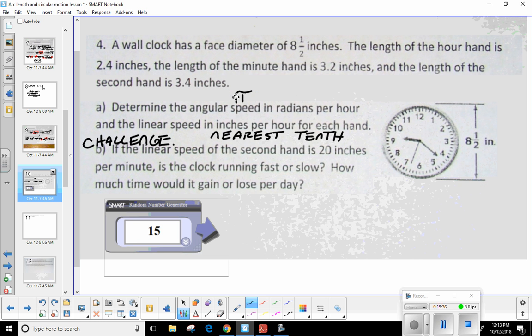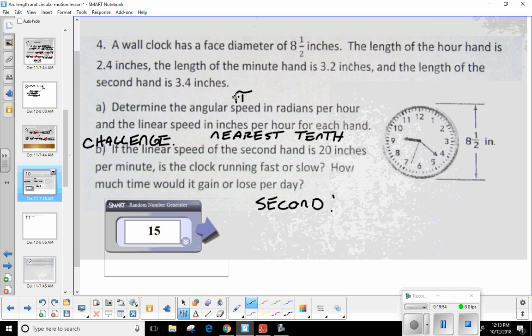So on the linear speed, we do want to go ahead and get that decimal. Okay, but not the angular speed. So I'll let you guys decide. What do you want to work together as a class? The hour, the minute, or the second? Okay, then let's do the second.